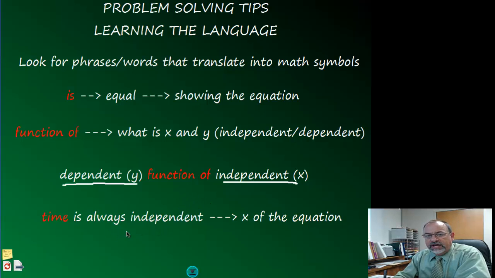Anyways, time is going to be independent 99% of the time. And in this book, I think it's 100% of the time. Time is always independent, because how much we pay someone depends upon how much time they work. How much something costs sometimes depends upon how long it took someone to do the job for us. How much you pay on a cab ride is dependent upon how far you went.